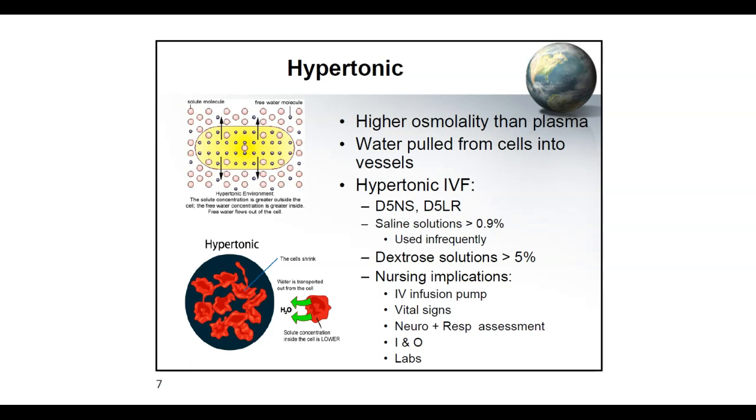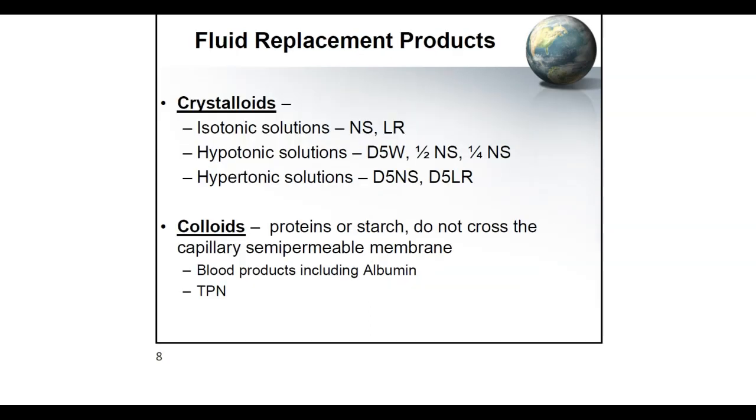The problem is, we can actually overdo it. You can pull so much fluid from the cell that it can cause the cell to shrink. So we have to be very careful with that. Here are some common fluids that we use to replace fluids. So we have your crystalloids, which are either isotonic, hypotonic, or hypertonic solutions.